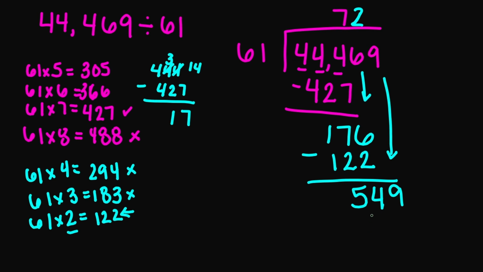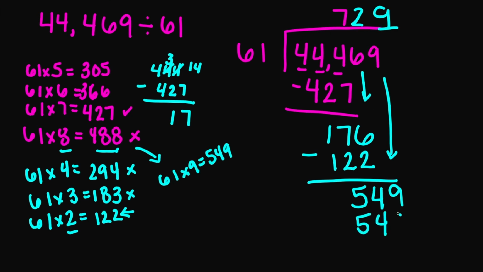61 goes into 549 how many times? So I know I did 61 times 8. That was 488. So that's low. Let's try 61 times 9. Let's see what we get because we didn't do a 9 yet. So 61 times 9 is going to be 549. Oh, perfect. That's exactly what we need. Okay. So I'm going to write a 9 up here. So 61 times 9 is 549. So 549 minus 549 is going to be 0.